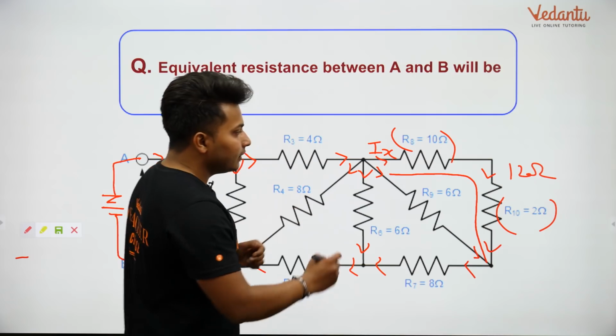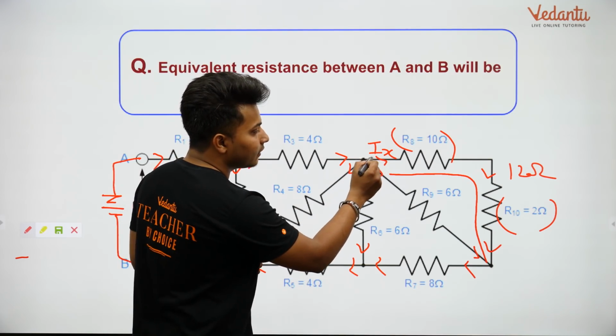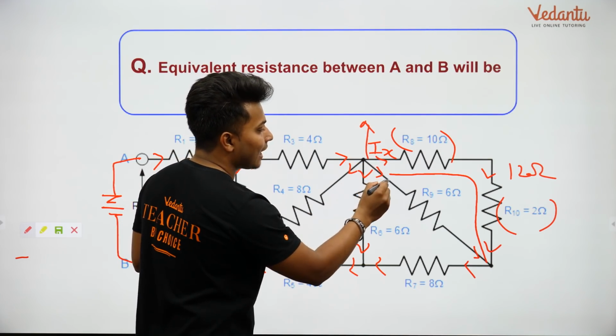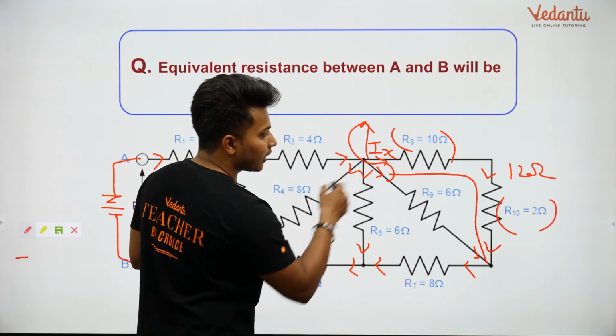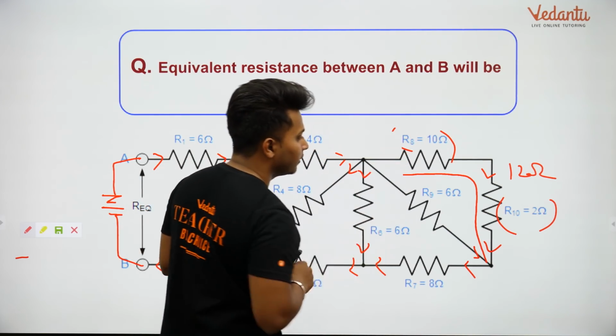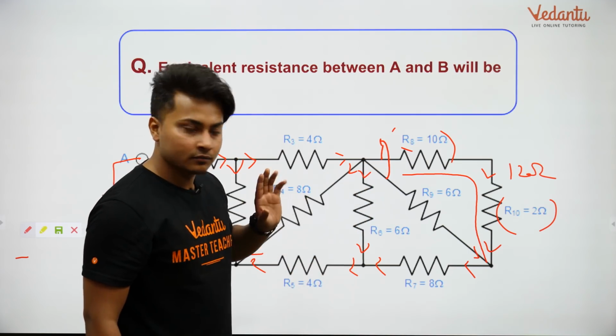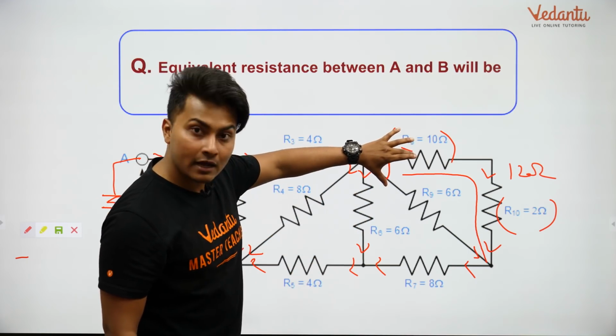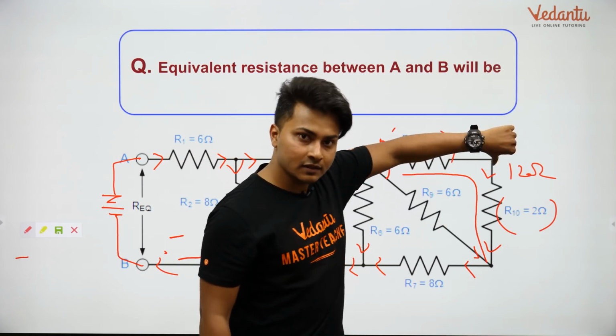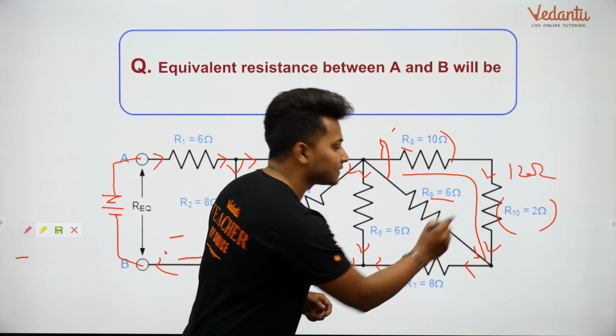So now obviously current is getting divided between this particular branch and this particular, isn't it? Current is getting divided between, let me show it to you again, this branch and this branch. Hence these two are in parallel. So you got 12 ohms in this particular branch, and in this branch you have 6.